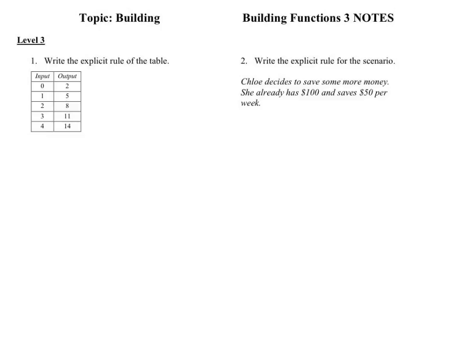In this lecture, we are going to start writing equations from different items. For example 1, we're going to write the equation from a table. We're also going to start talking about the explicit rule. The explicit rule looks something like this.